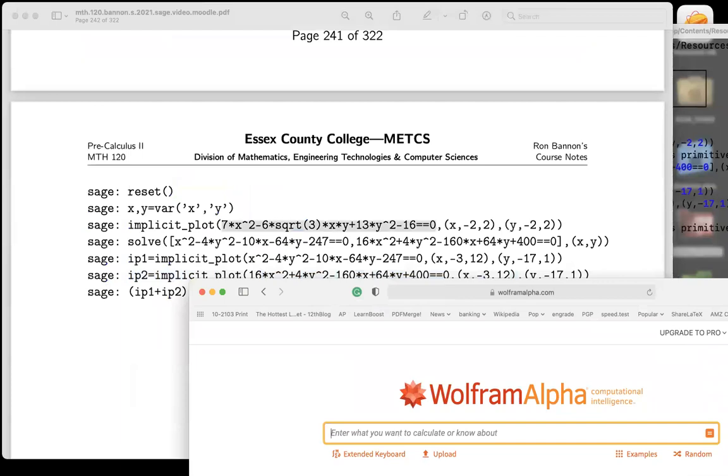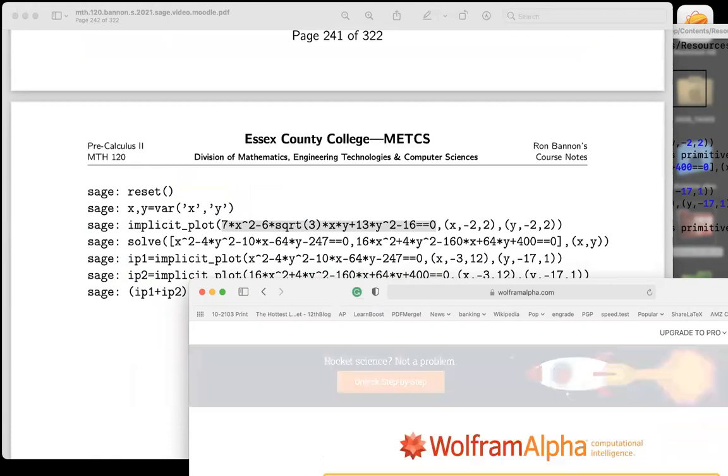So I'm going to say plot that. Now, you notice I just did a copy paste. There's a double equal sign there. I'm not worried about it. I don't know what Wolfram Alpha is going to do, though. It might look at that and say, I have no idea what that means.